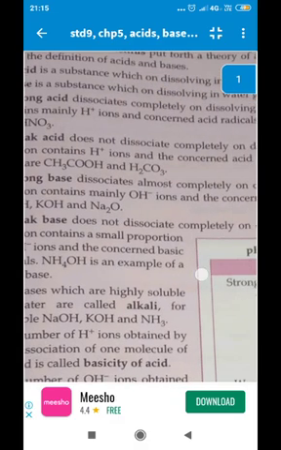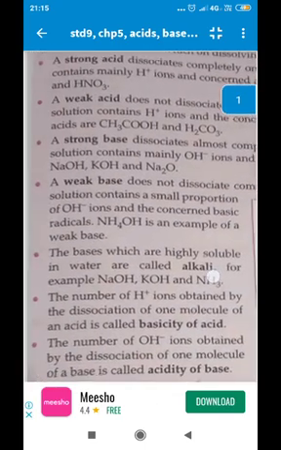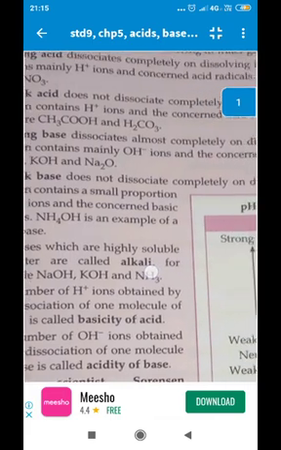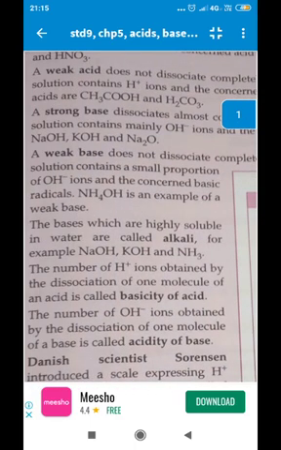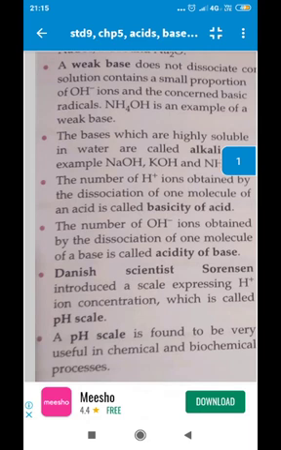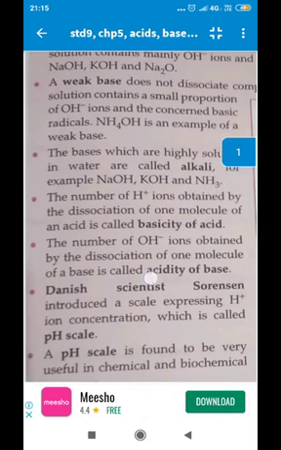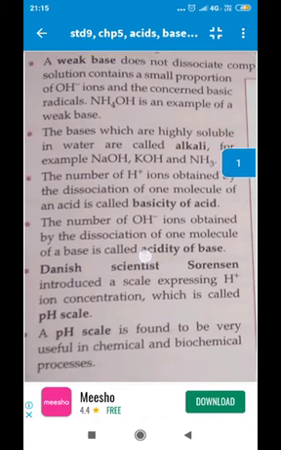A strong base dissociates almost completely on dissolving in water, and the resulting aqueous solution contains mainly OH minus ions and the concerned basic radicals. Examples of strong bases are NaOH, that is sodium hydroxide, KOH, that is potassium hydroxide, and Na2O, that is sodium oxide. A weak base does not dissociate completely on dissolving in water, and the resulting aqueous solution contains a small proportion of OH minus ions and the concerned basic radicals. NH4OH, that is ammonium hydroxide, is an example of a weak base.